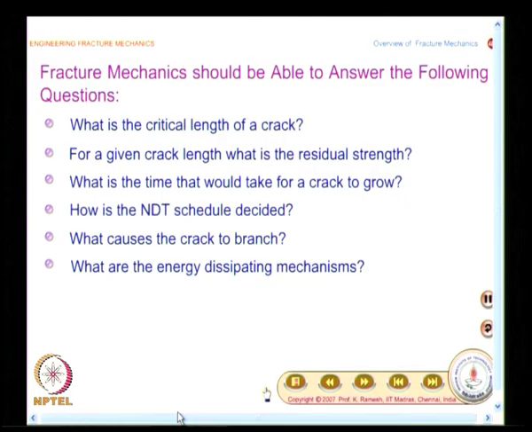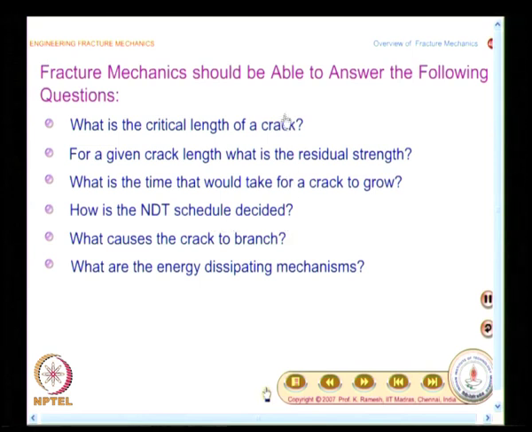The last class we had raised a few questions that fracture mechanics should be able to answer, and these were: what is the critical length of a crack? For a given crack length, what is the residual strength? What is the time that it would take for a crack to grow? How is the NDT schedule decided?